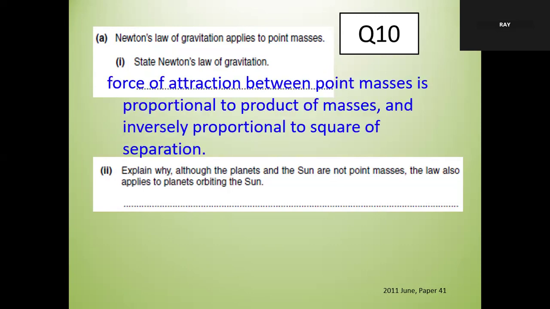Force of attraction between point masses is proportional to the product of masses and inversely proportional to the square of the separation. Explain why, although the planet and the sun are not point masses, the law also applies to planets orbiting the sun. Why?